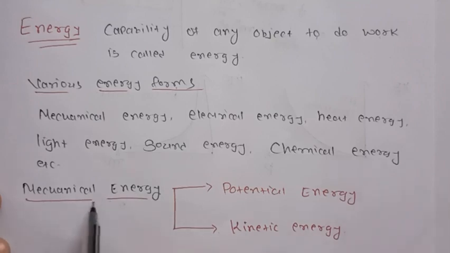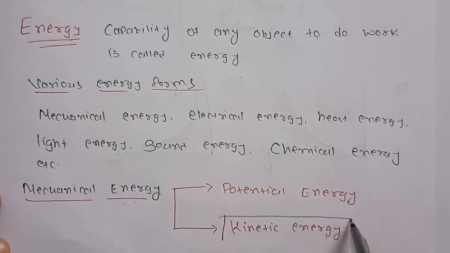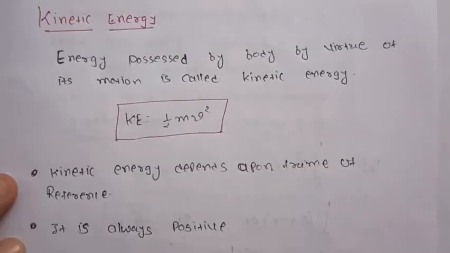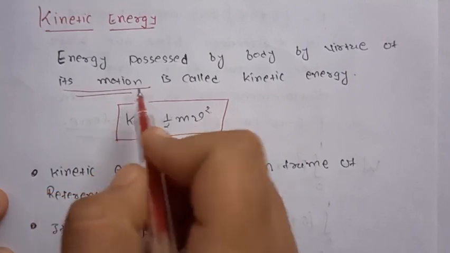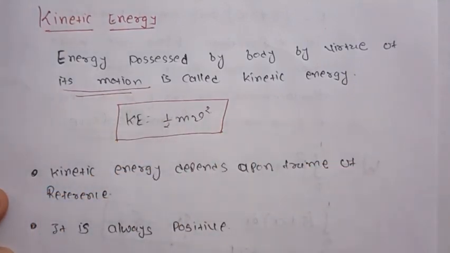There are two types of mechanical energy. One is potential energy and another is kinetic energy. So let us begin with kinetic energy first. Whenever any object is moving, it is said to have some kinetic energy. So energy possessed by a body by virtue of its motion or due to its motion is called kinetic energy.